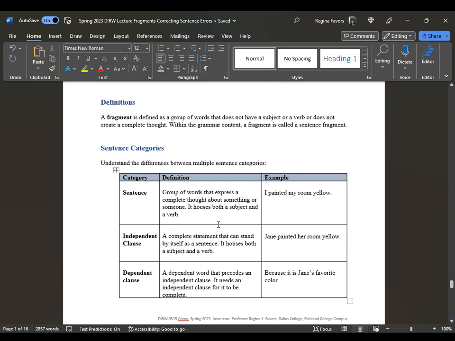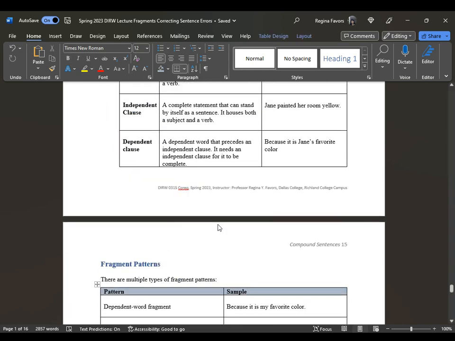An independent clause is a complete statement that can stand by itself as a sentence. It houses both a subject and a verb. Jane painted her room yellow. Then a dependent clause that precedes an independent clause needs an independent clause for it to be complete. So, because it is Jane's favorite color, and also you would place a comma there. And then after that, you would add an independent clause.